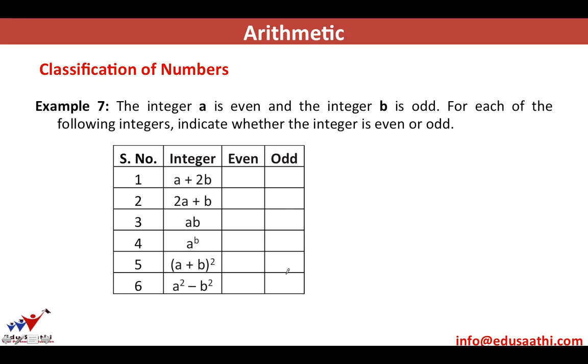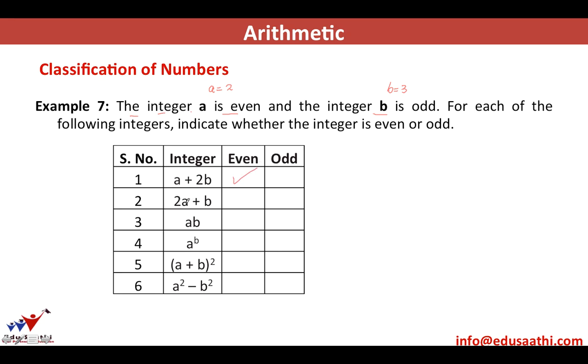Let's look at an example basis upon the thing that we've just studied. The integer a is even and the integer b is odd. For each of the following integers, indicate whether the integer is even or odd. The method that I suggest you to take is always assume the value. Assume the value all the time. So a, you take it as 2 and b, you take it as 3. Now what is the question asking you? a plus 2b. So this will be 2 plus 2 into 3. This will be 6 and 2, 8. My answer would be even.